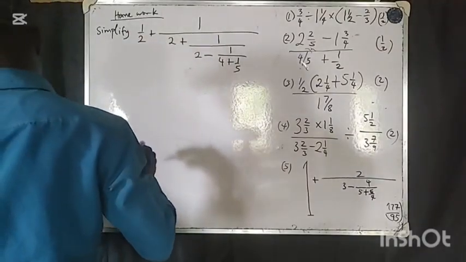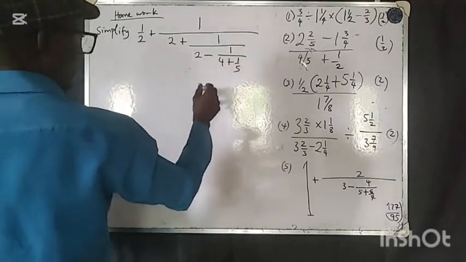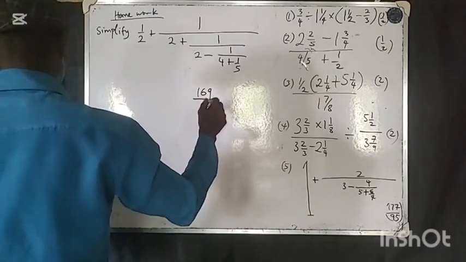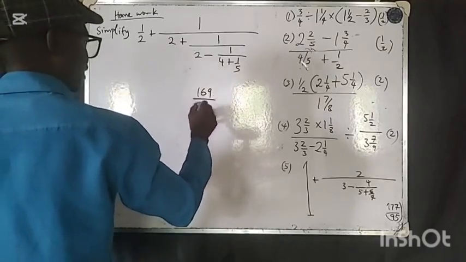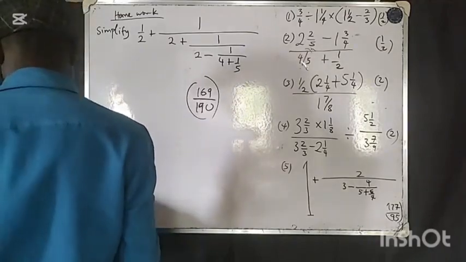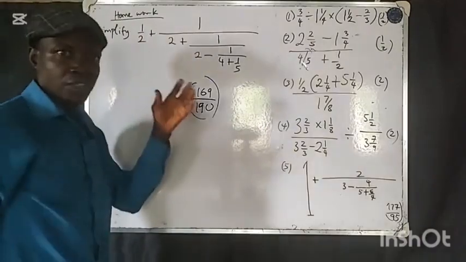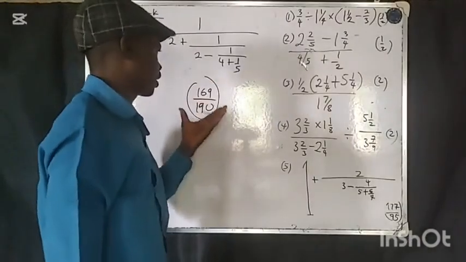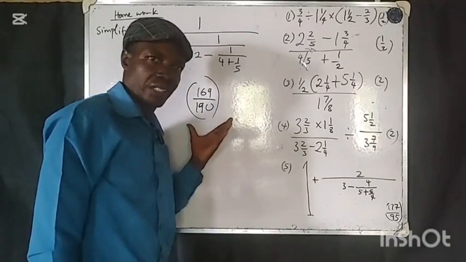When you are correct, your answer is going to be 169 over 190. If you are correct, this is going to be your answer. So this is your homework. As I said, if you are correct, this is going to be your answer.